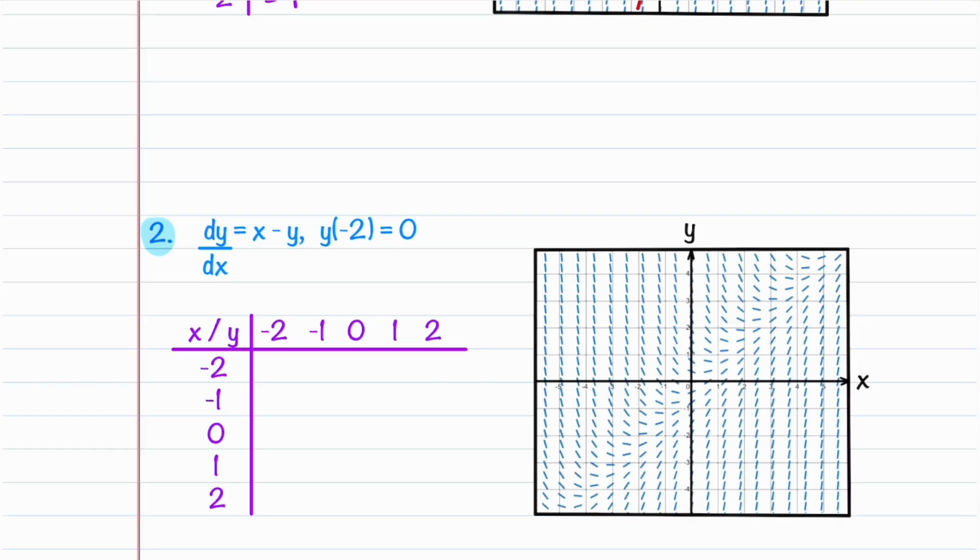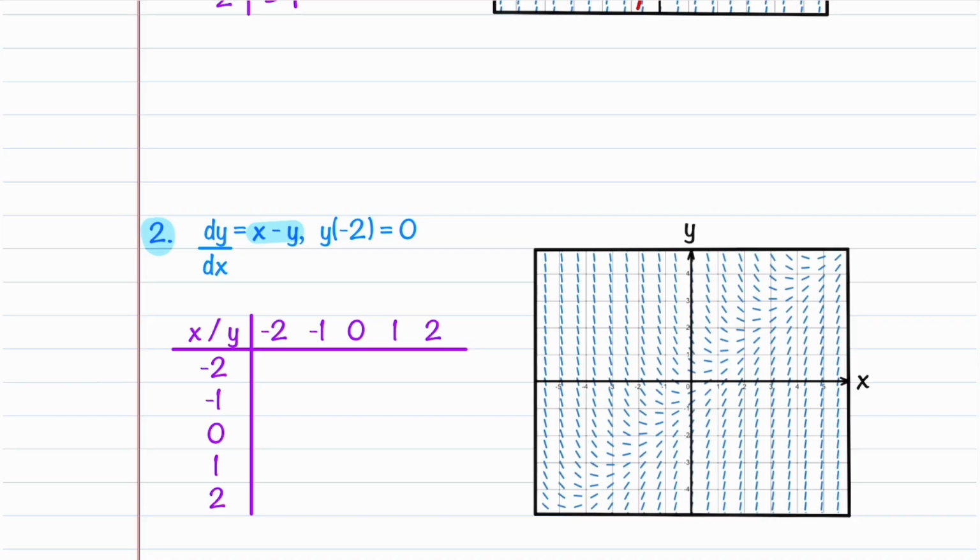Let's now look at our second example. I wanted to do this one because it's different from our first example, because our slope is equal to a function of x and y. Because of this, our slope field is a little bit more complicated. You can already see that by looking at this graph. And then calculating the slopes is also more complicated because we have to consider x and y.